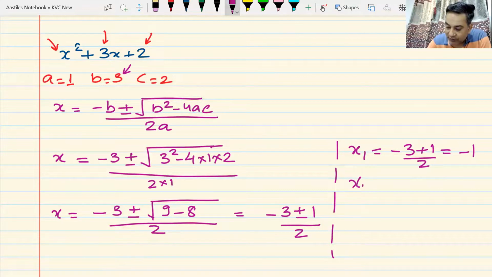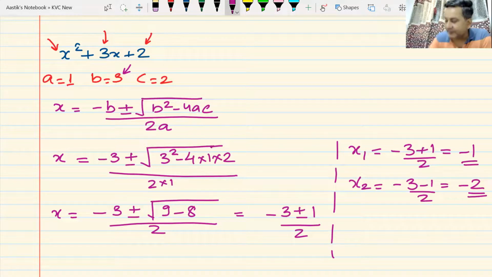How do I get the value of x2? Minus 3 minus 1 by 2. How much does it come to? Minus 2. So this is minus 2, and this is minus 1.